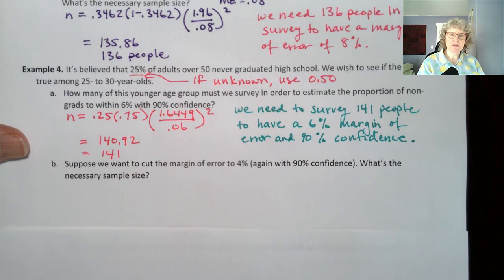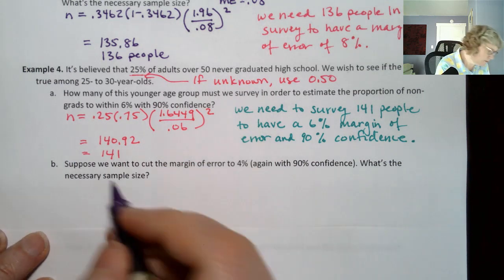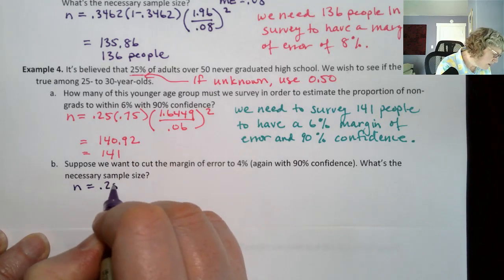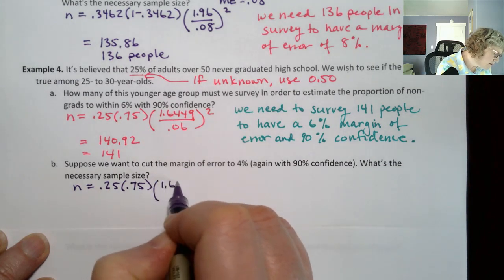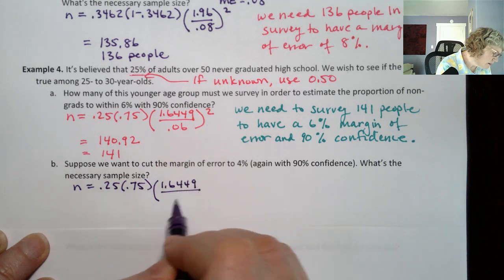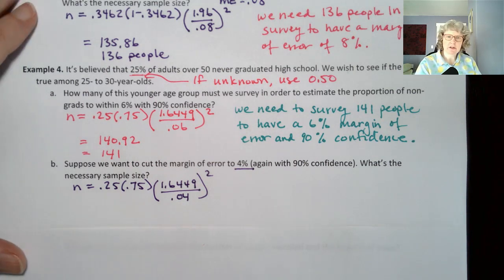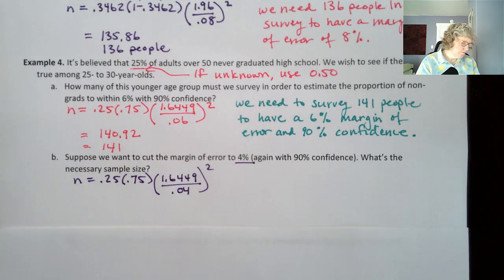Okay, another question. Suppose we want to cut the margin of error to 4%. Okay, let's say we want to be a little more precise. What's the necessary sample size? So lots of practice with this formula. N equals, everything else is going to stay the same unless they tell us otherwise. 0.25 times 0.75. Again, 1.6449. This time we'll divide by 0.04 squared, and I'll underline that 4%. Okay, you think you know what's going to happen, right?